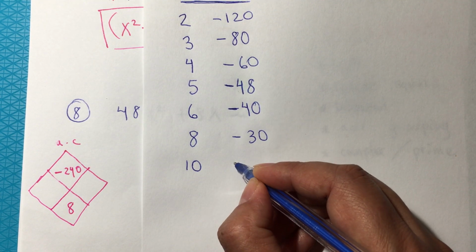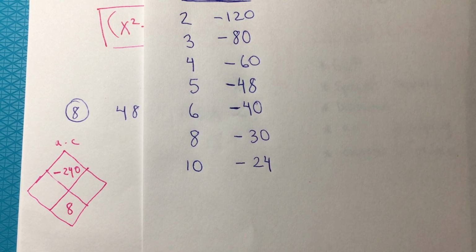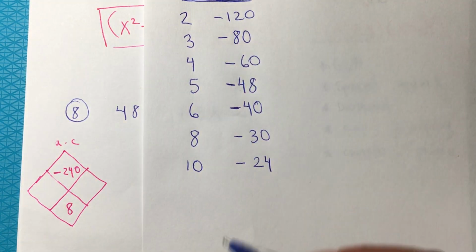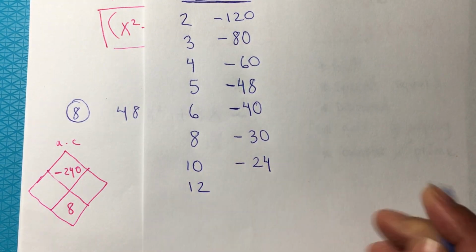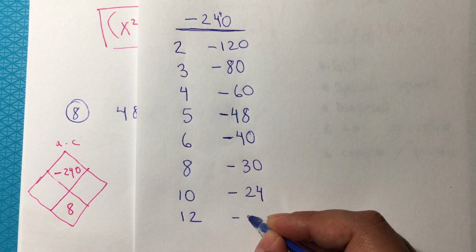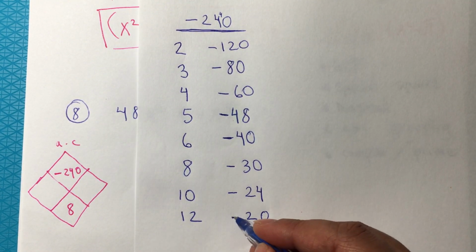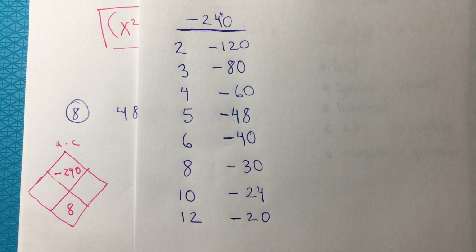So 10 and negative 24, and we still don't have 8 when we subtract it. 11, no, it's not divisible by 11. 12, how many times does 12 go into 24? 2 times, but it's negative in here. And just bring down the 0. Again, use your calculator if you're not sure.